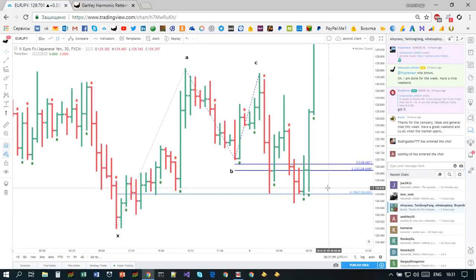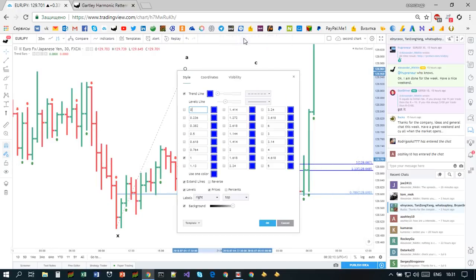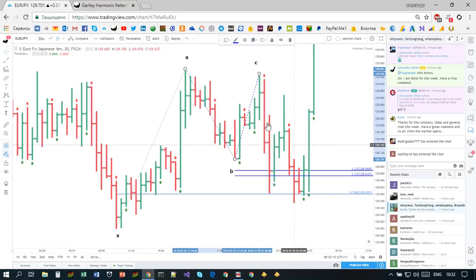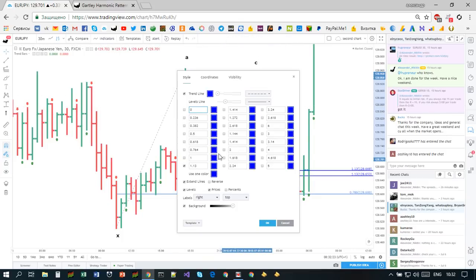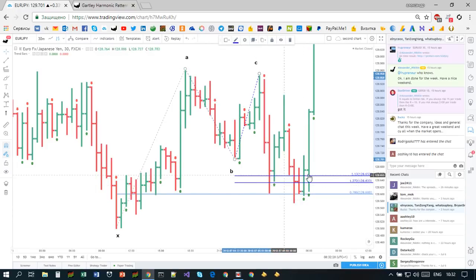Okay, there is also some way to optimize them. In his books, Scott Carney says that sometimes he uses in Godless 113 AB equals CD. So he goes here to alternative ABCD pattern and enables 113, and he goes here to B2C inversion, and of course this way we should enable 127. Okay, now you have your potential reversal zone being slightly more tight. It is slightly closer to 786.